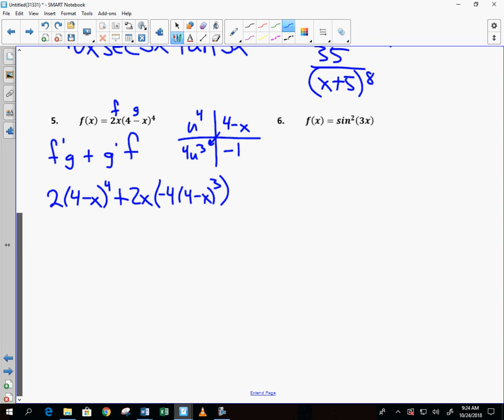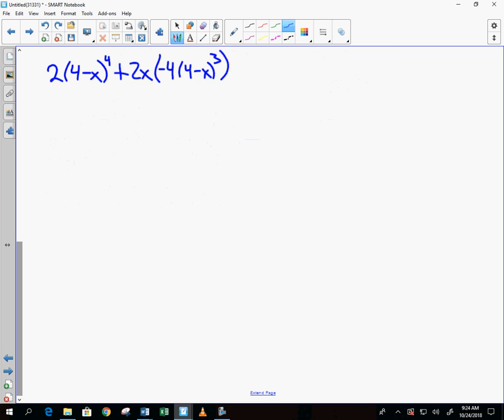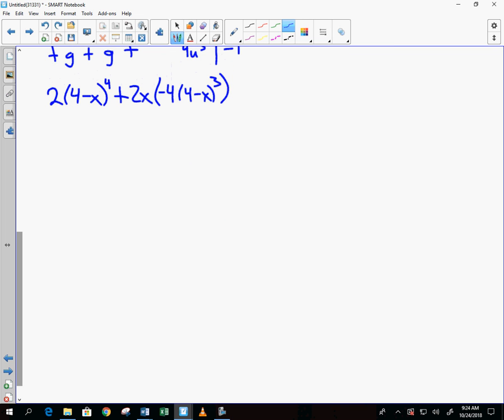Here is a rule that you need to perform on the test. Anytime you do the product rule in cooperation with the chain rule or the quotient rule in cooperation with the chain rule, you must write it in factored form afterwards. Why? Because that's the way I see the answers expressed consistently, both within your book and on the AP exam. So we're going to follow through with that. Here I have 2 times 4 minus x to the 4th, and this is going to become a negative 8x times 4 minus x to the 3rd.